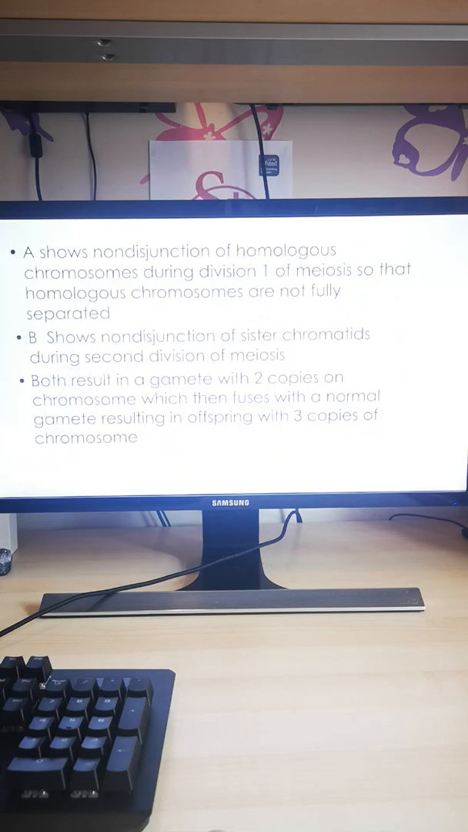Okay, so A shows, it's a bit tricky on A, non-disjunction of the homologous chromosomes during division 1 of meiosis, so that homologous chromosomes are not fully separated.